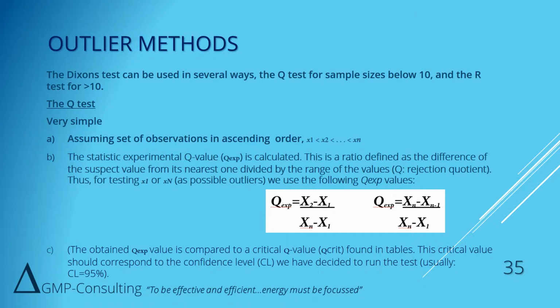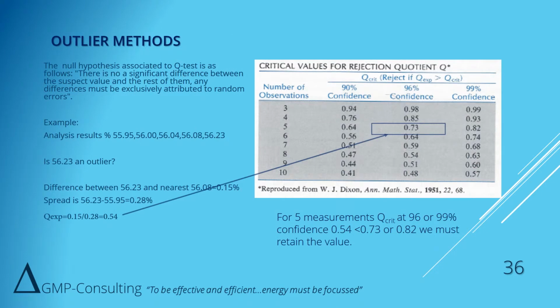In this example of the Q test, there are 5 results in ascending order. It's queried whether 56.23 is an outlier. The difference between 56.23 and the next nearest is 0.15%, and the range over the whole set of numbers is 0.28. The Q value works out at 0.54. So for 5 samples, looking on the table, the 95% confidence is 0.73, which is greater than 0.54, so it's not classed as an outlier in this case.